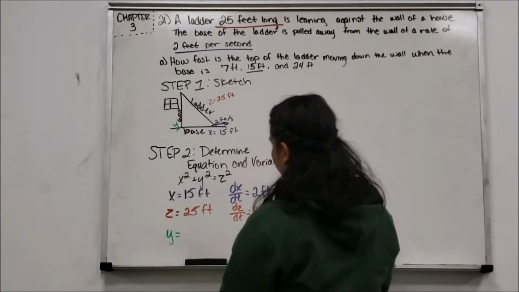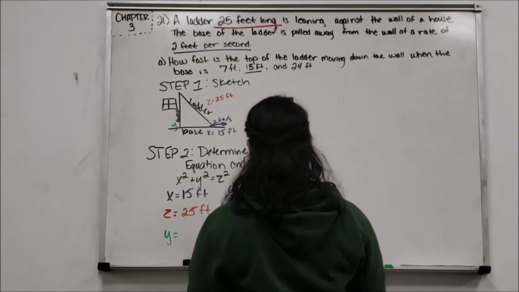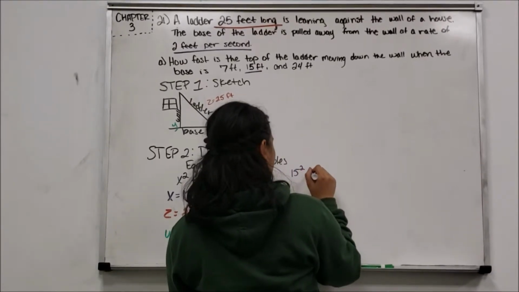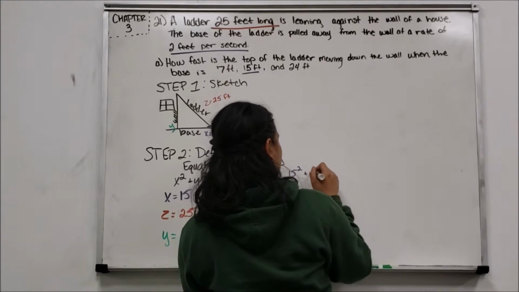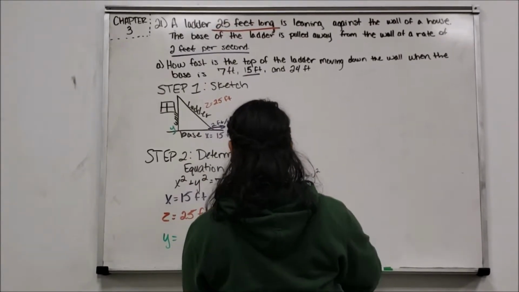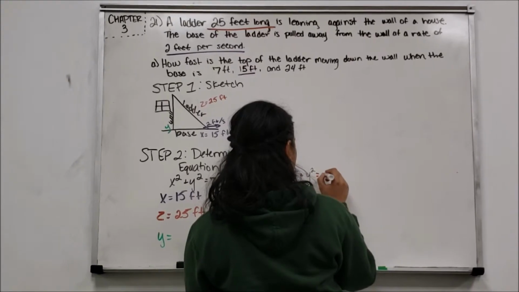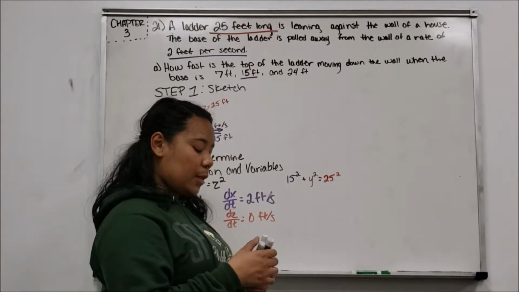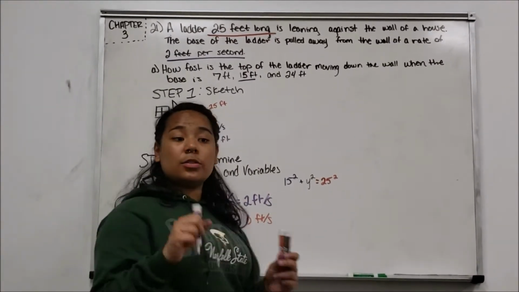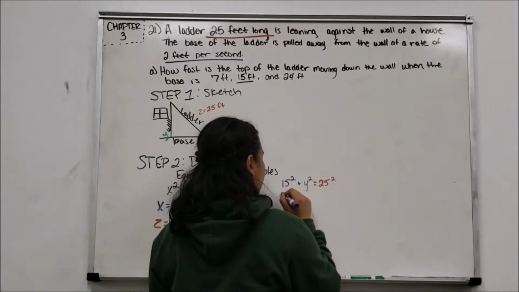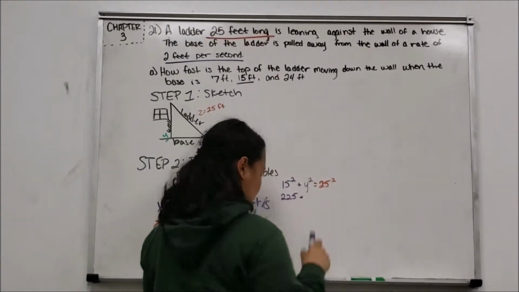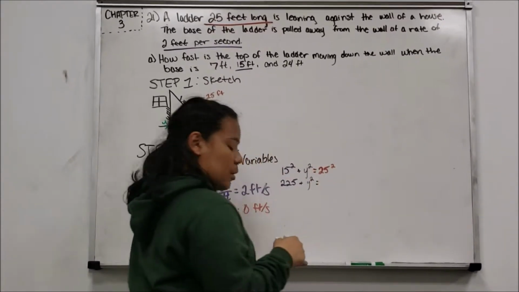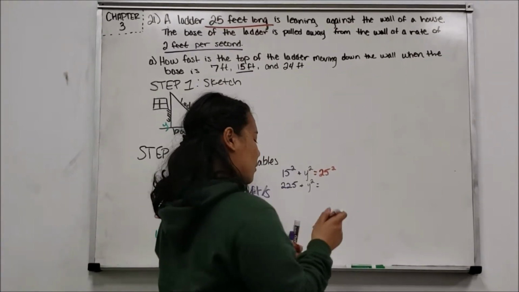So to solve for our y, we're going to say x, which is 15, squared, plus our y squared, gives us 25 squared. 15 squared is 225. So we're going to say 225 plus our y squared equals, so 25 squared is 625. So we're going to say 625.